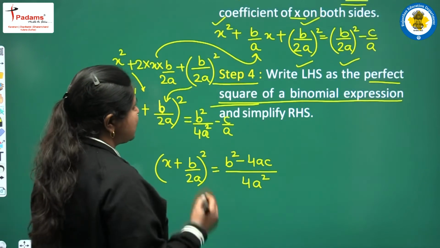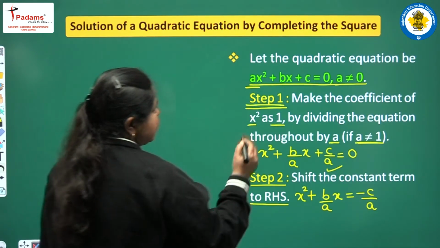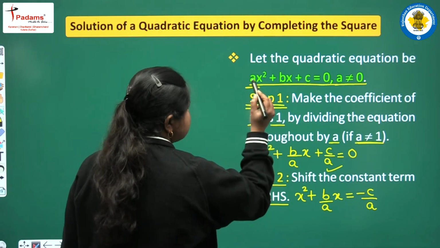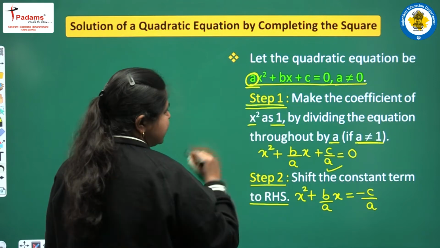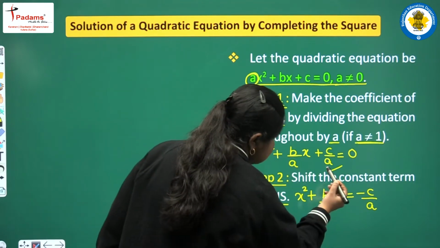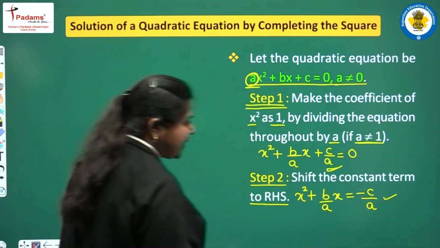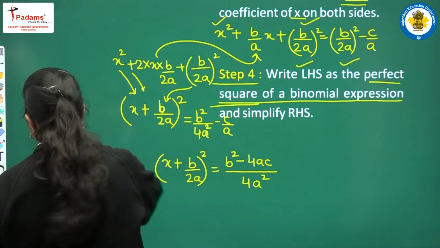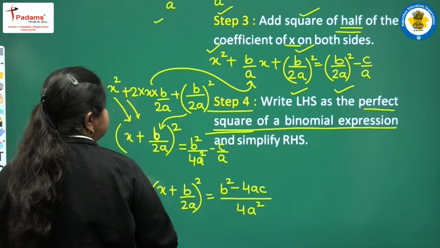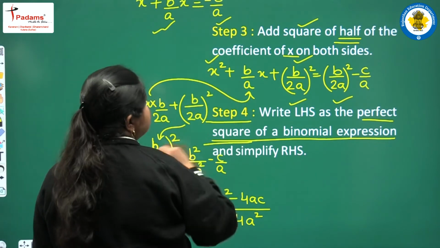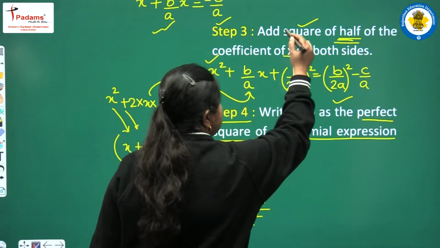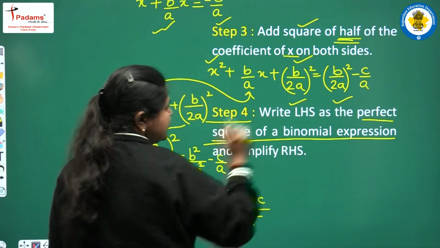Let us see this method once again. Revise it. The first step is to divide the equation by the coefficient of x square, that is a. Then take this constant term to the RHS in this way. Then the important step is step number 3. You have to take the coefficient of x which is b upon a here, get its half, square it and add it on both the sides of the equation.